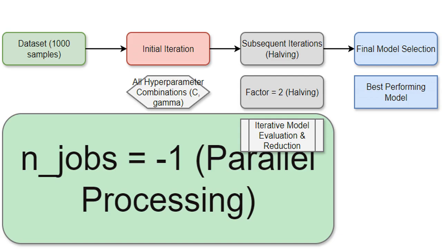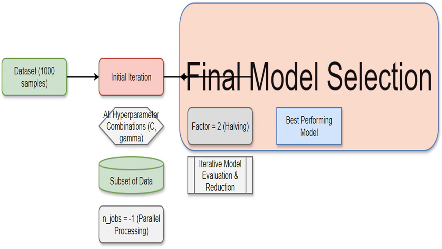performing models. This setting tells the algorithm to use all available computer cores, speeding up the search significantly. Imagine having many chefs working on different parts of the recipe simultaneously. Instead of using the entire dataset right away, I'll start with a smaller subset to quickly eliminate badly performing model configurations and reduce computation time. This is a more efficient approach than evaluating every configuration using the full dataset.